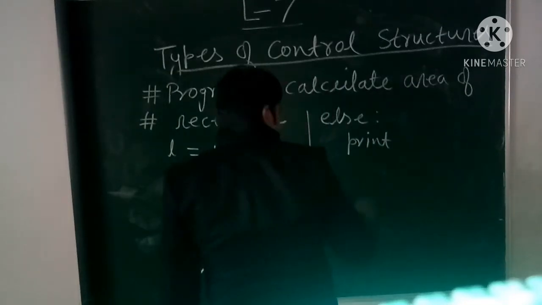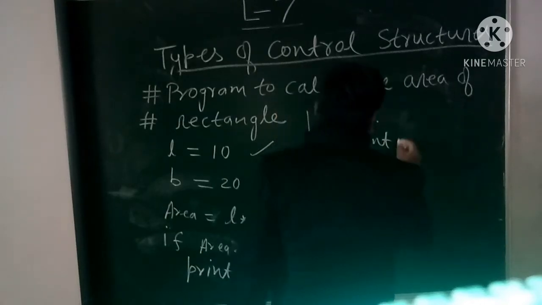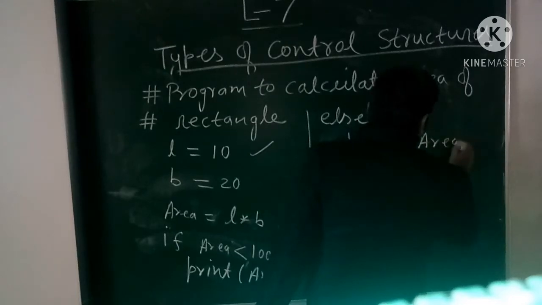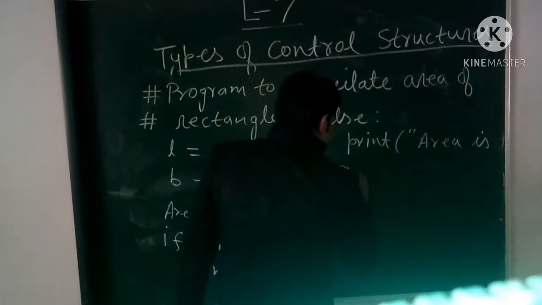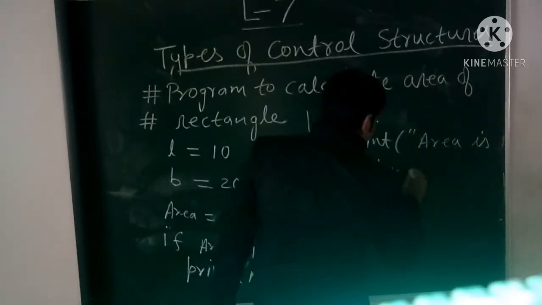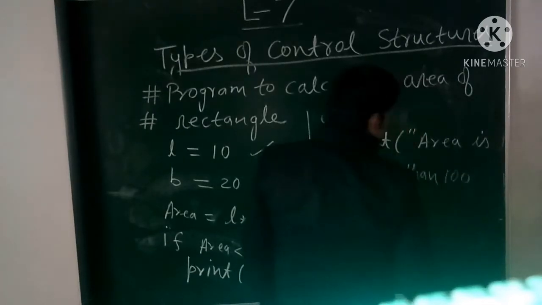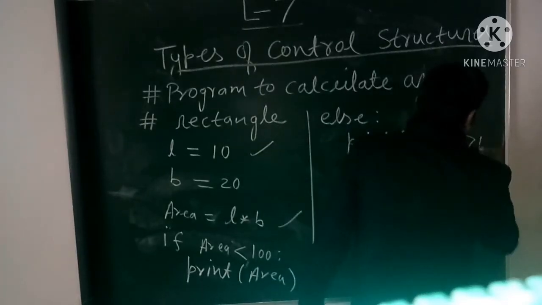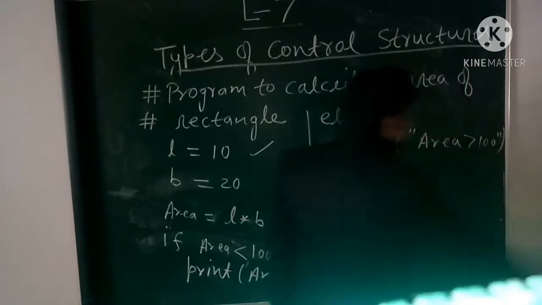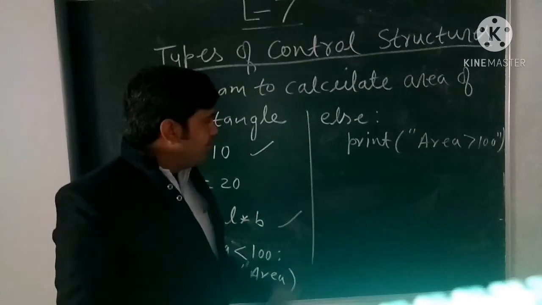Print that area is greater than 100. Print area is greater than 100. Or simply we can also write this area is greater than 100. That also we can write. So in this time, when this program is executed, we get the output area greater than 100.